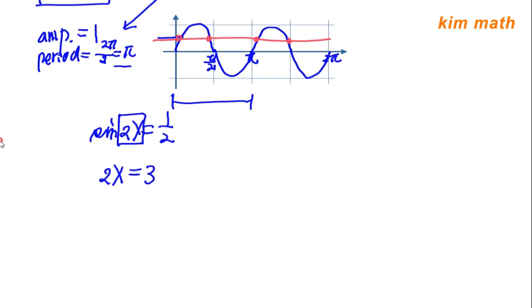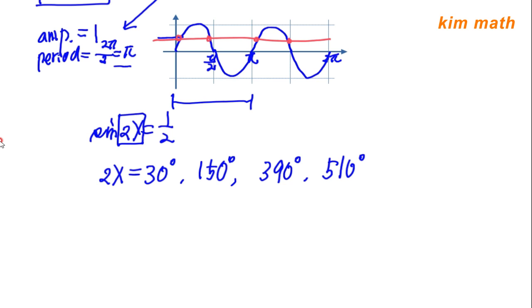We know that this is 30 degrees, right? And remember that 150 degrees. And what are the next two angles? You can simply add 360, then you have 390 degrees, and 150 plus 360 will be 510 degrees.